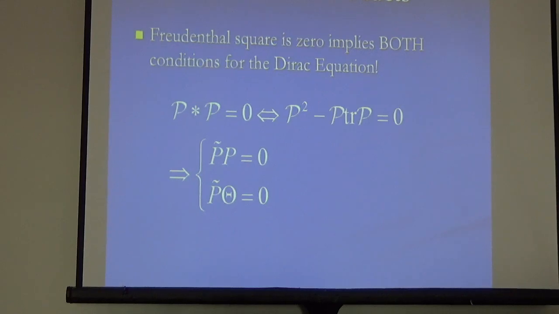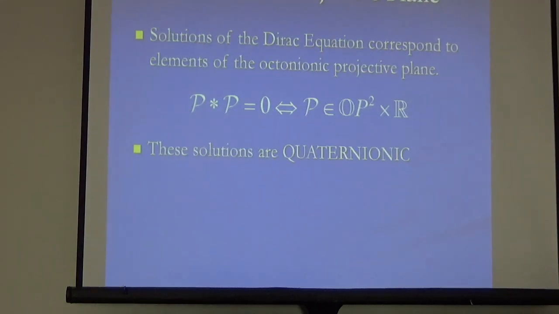Okay, so I will just comment that I can rewrite this in case you know this language. If you don't know this language, just ignore it for one slide. But the Freudenthal product of 2 of these 3 by 3 matrices being 0 encodes both of the equations for the Dirac equation. Its nullity and P tilde theta equals 0. These solutions turn out to be in OP2 cross R. And it turns out that even if I do an octonionic version here, the solutions turn out to be quaternionic.